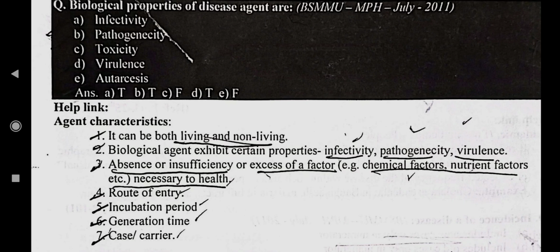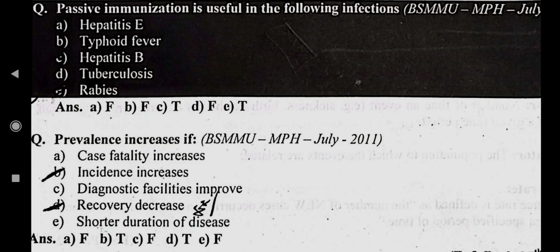Agent characteristics: it can be both living or non-living. Infectivity, pathogenicity, virulence, absence or insufficiency or excess of a factor, route of entry, incubation period, generation time, case or carrier. Passive immunization is useful in the following infections. True answer: hepatitis B, rabies. False answer: hepatitis E, typhoid fever, tuberculosis.